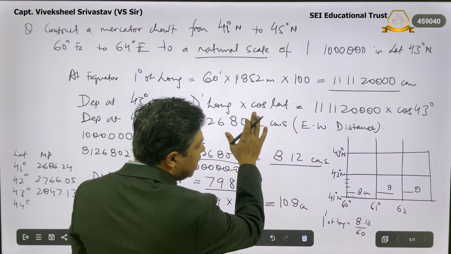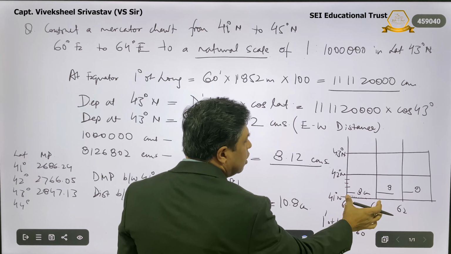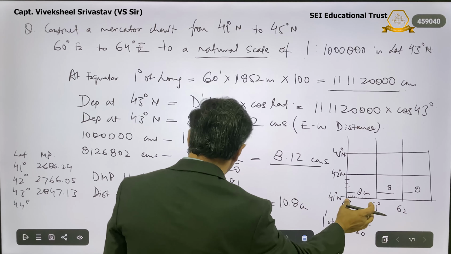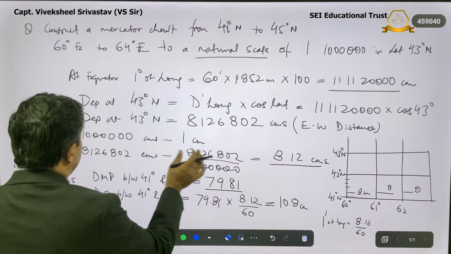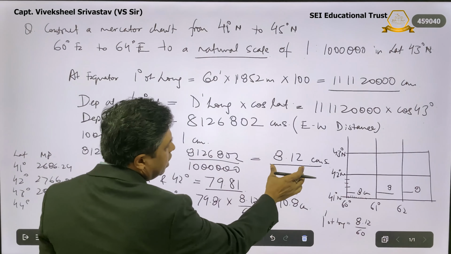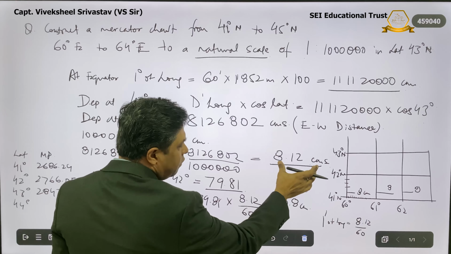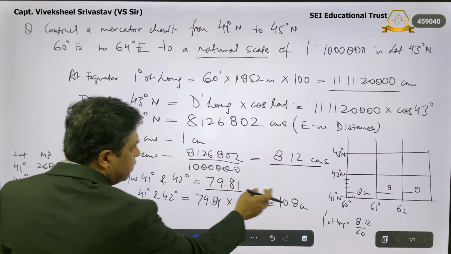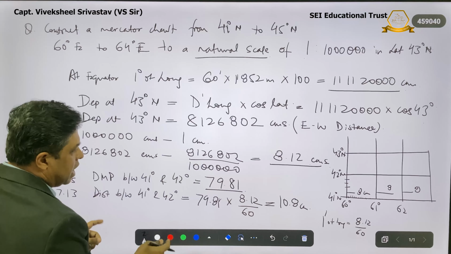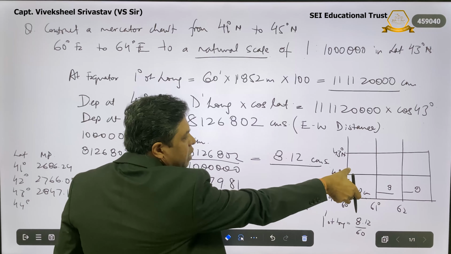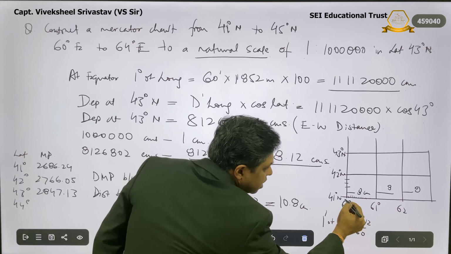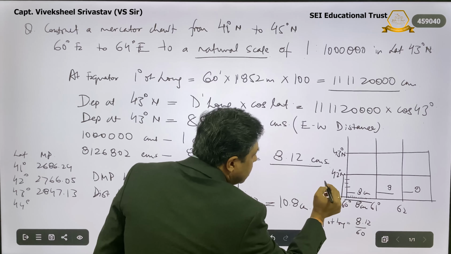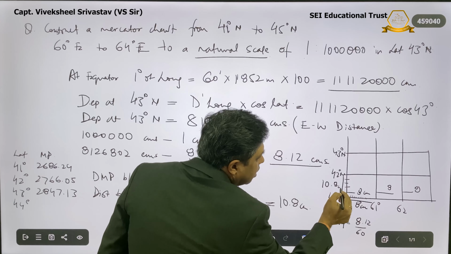So by our natural scale, we have come down from the longitude scale. The longitude scale was 1 degree of D long is 8.12 centimeters. And from that longitude scale, using the DMP between 41 and 42, we came down to the distance between 41 and 42 on the chart. So this is 8 centimeters and this one will be 10.8 centimeters.